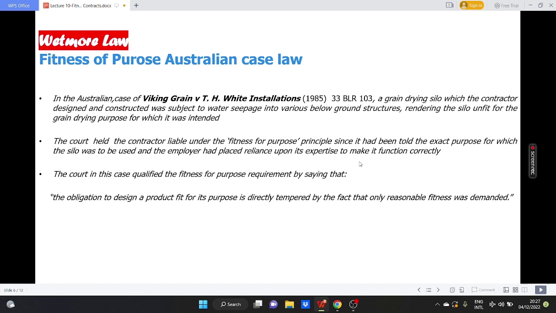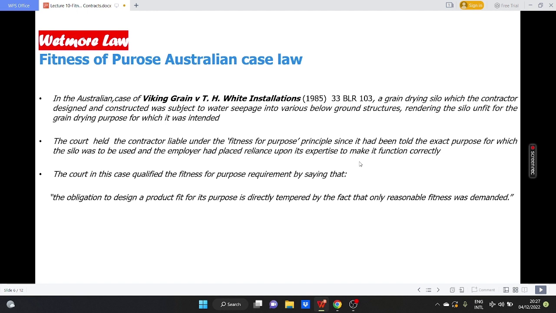Fitness for purpose, Australian case law. In the Australian case of Viking Grain and T.H. White Installations, a grain drying silo which the contractor designed and constructed was subject to water seepage into various below ground structures, rendering the silo unfit for the grain drying purpose for which it was intended.